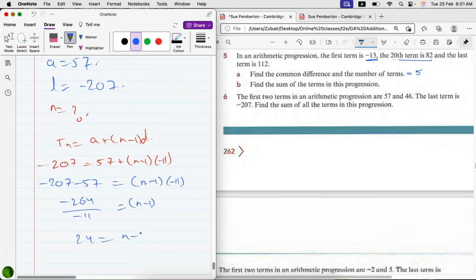So the number of terms is 25. Yeah. And then S25 equals 25 over 2 into 2 into 57 plus 25 minus 1 into negative 11. I'll calculate. 1875 with a negative sign.